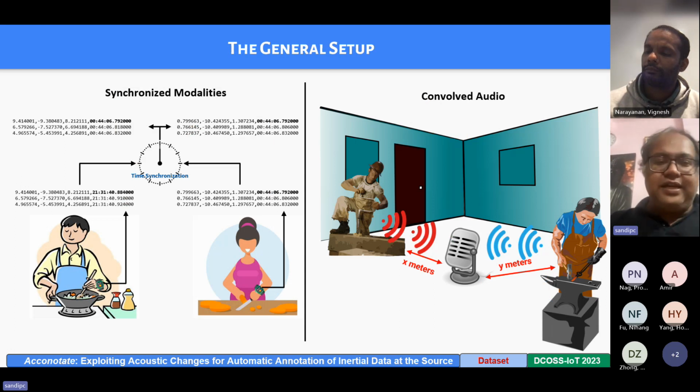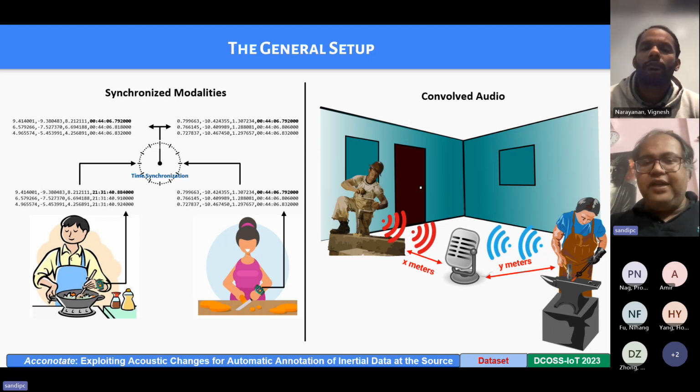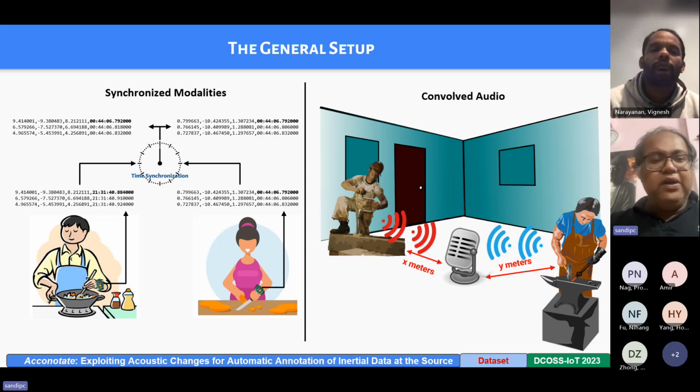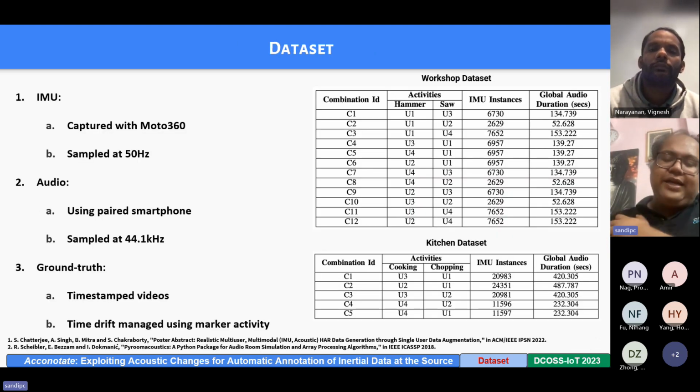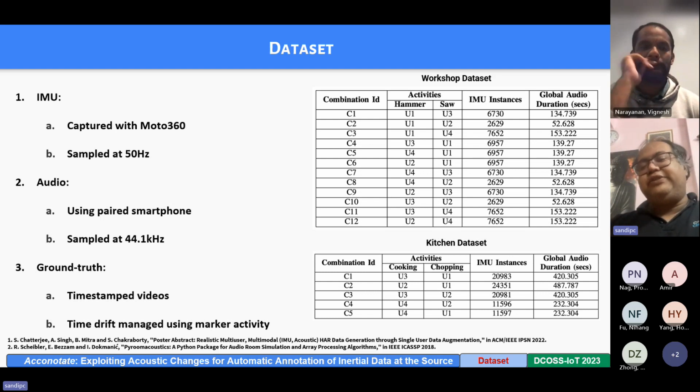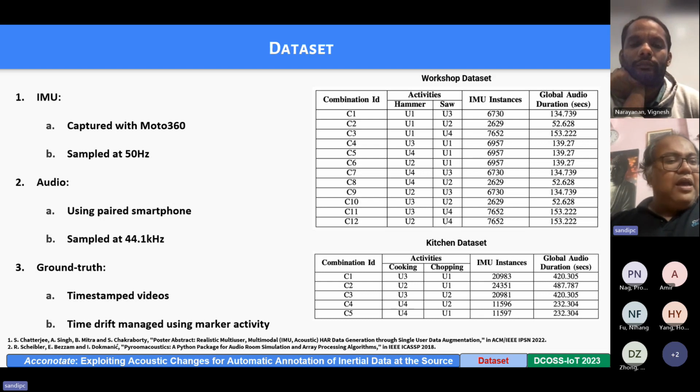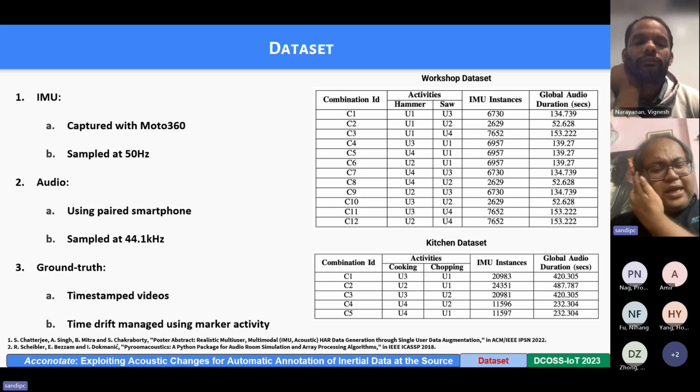This is basically our general setup, that we have multiple different users who are performing the activities, and we get the convoluted audio. And we actually created a data set ourselves, as well as we have used some publicly available data set to evaluate this particular model. And in our model, we have this IMU data as well as the audio data, and ground truth annotation, just to see how our model works.